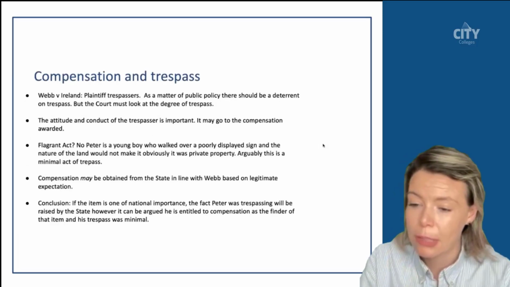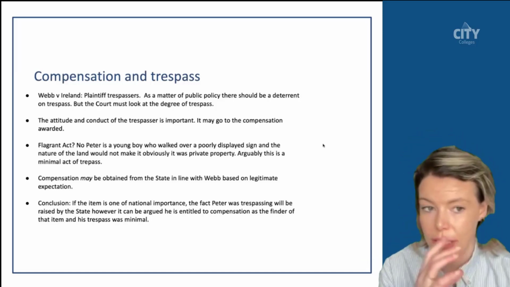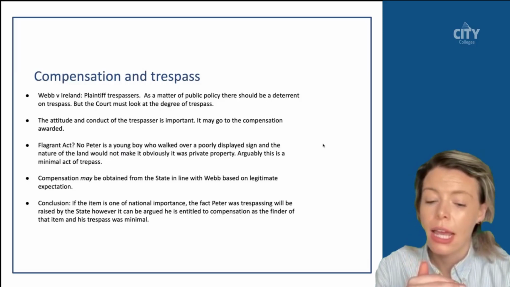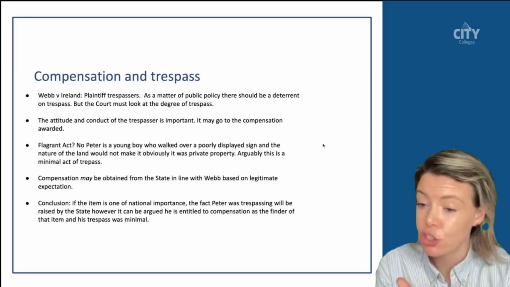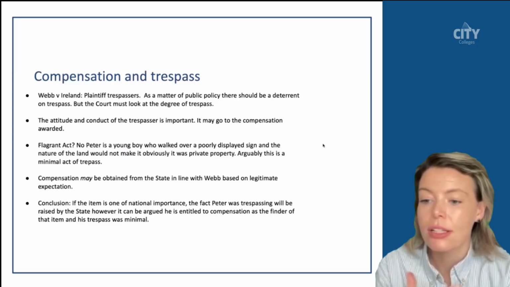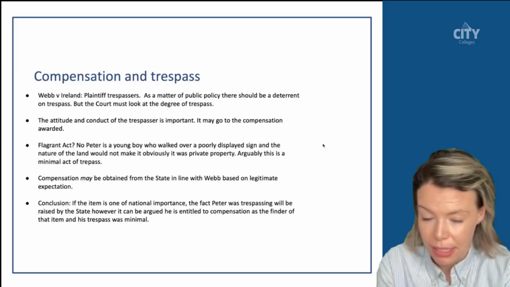Moving on then to the issue of trespass. Now, you could have discussed this here or at the very end. I'm just discussing it here. In Webb v Ireland, while the Webbs had permission to be on the grounds of the Derrynaflan Church, they did not have permission to dig up the ground. Therefore, they become trespassers in that instance.